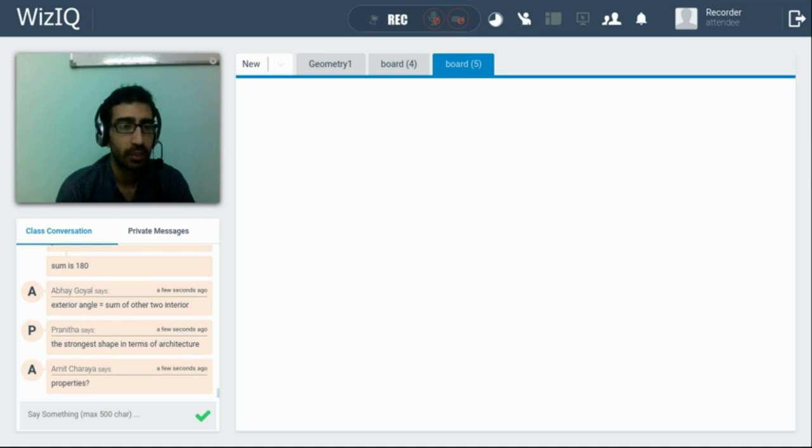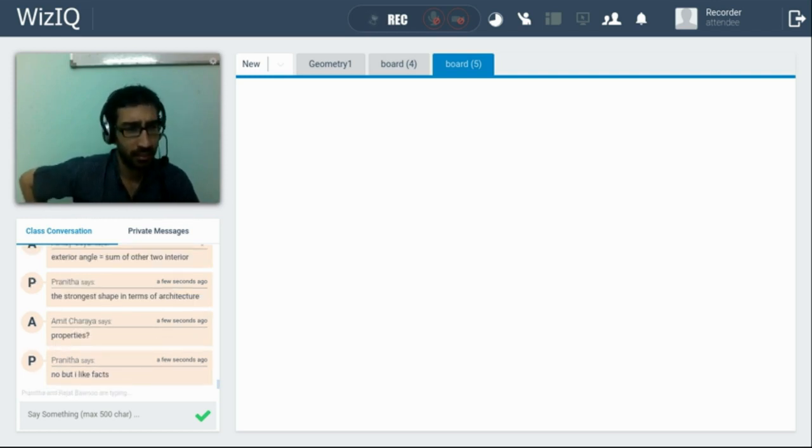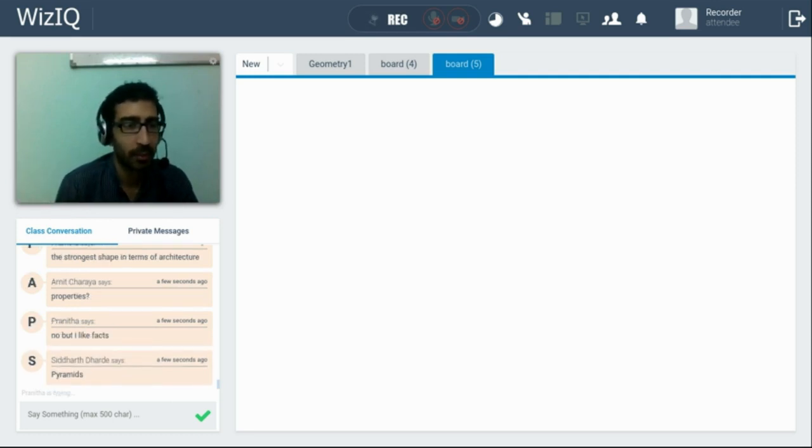Exterior angle is sum of the two interior. Very good. The strongest shape in terms of architecture is the triangle. I'm surprised at that. Are you an architecture student, Pranitha? Strongest shape in terms of, I'm surprised. Okay, I'll Google what this means in terms of shape, the strongest shape.